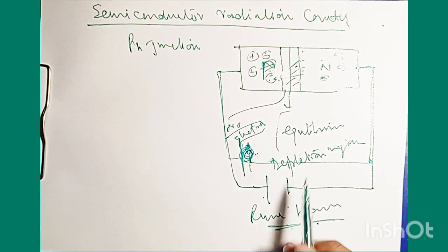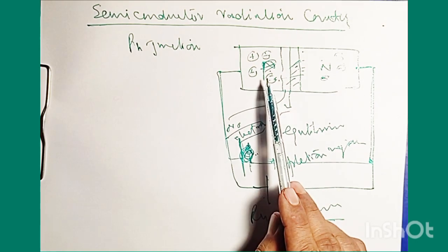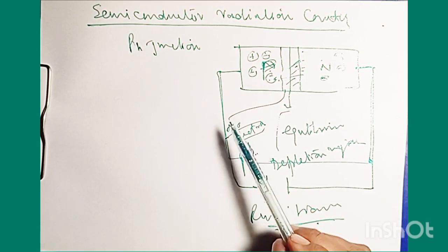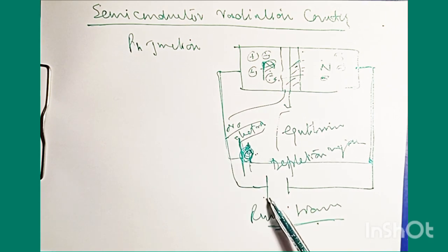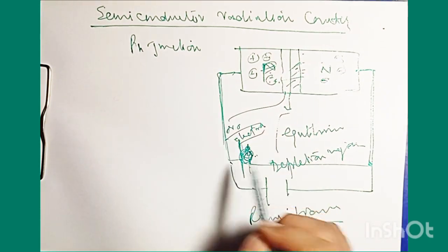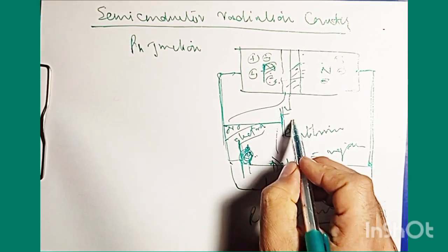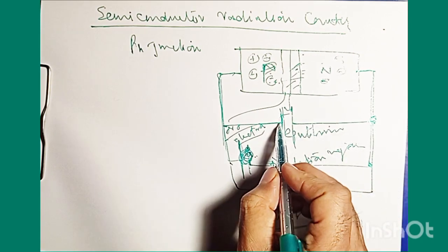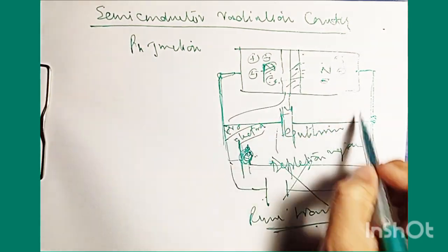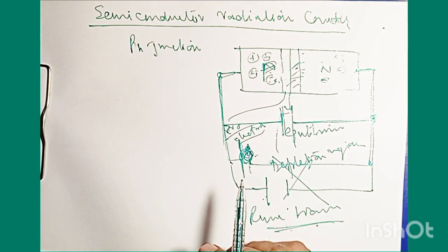Now, what happens when we apply this external voltage to produce a reverse bias across this p-n junction? The p end is connected to the negative and the n end to the positive. Yes, it has to be reverse biased. So negative will attract the holes, and positive will attract the electrons. This is the condition of reverse biasing.